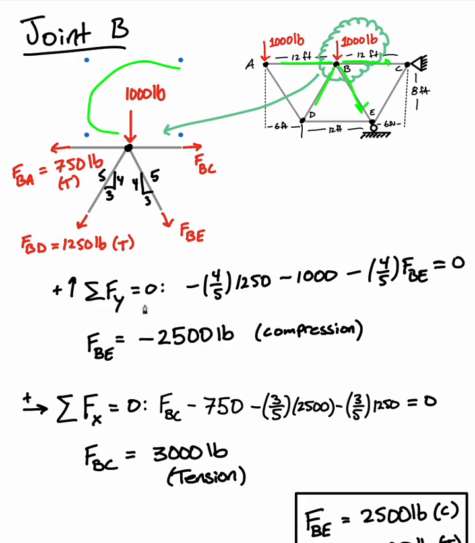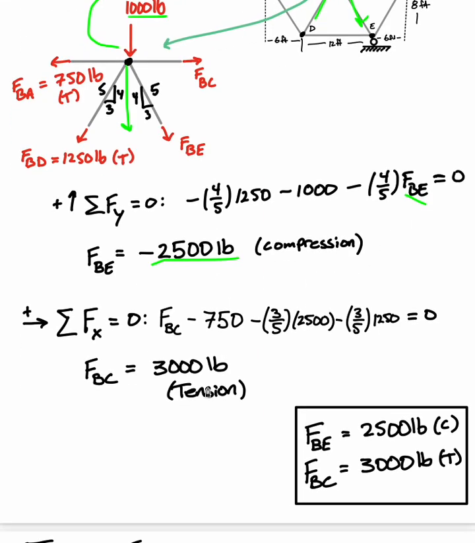Okay, we take the sum of the forces in the y direction equals 0, and 4/5 of 1250 is the vertical here. Subtract 1,000 acting down here, and 4/5 of BE, which we don't know, that's our unknown. We solve and we get minus 2,500 pounds.